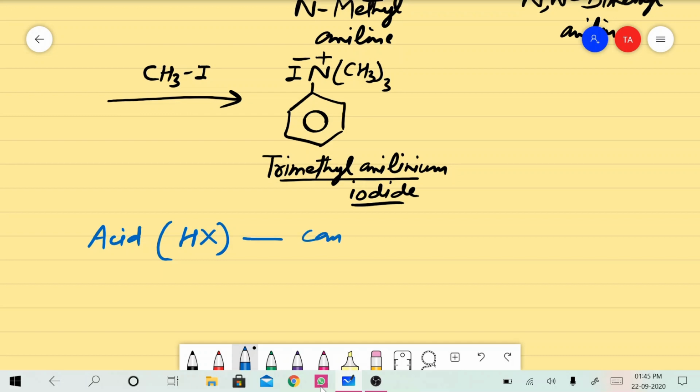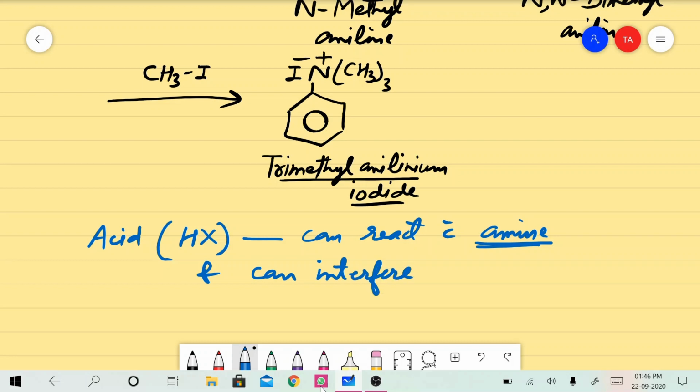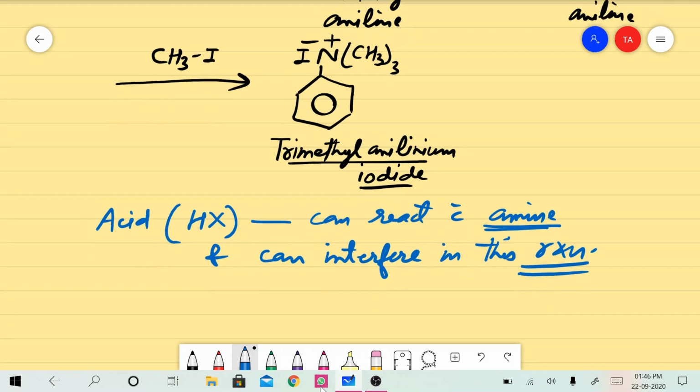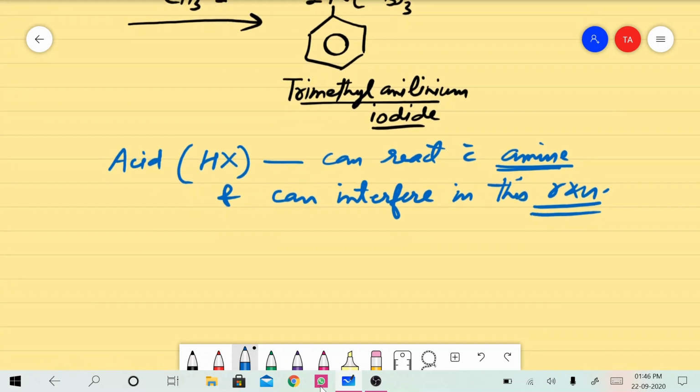This acid can react with amine and can interfere in this reaction. मतलब अगर इस एसिड मॉलिक्यूल की अमाइन के साथ रिएक्शन हो जाए, अमाइन के साथ ये कंबाइन हो जाए, तो ये जो अल्काइलेशन रिएक्शन है इसमें इंटरफेरेंस होगा, ये आगे प्रोसीड नहीं करेगी.